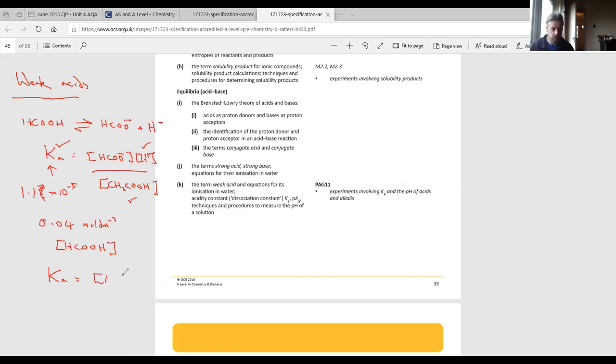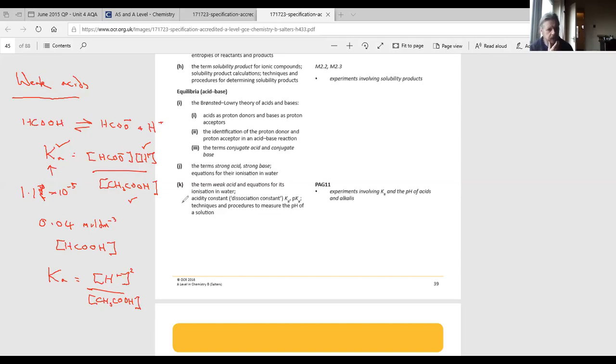So we can just square that. After that, it's a case of just putting numbers in. Find H plus. It's as simple as that. 0.001 times 4, so you get 4.4 times 10 to the minus 7. Then the pH. I've just done that times that.